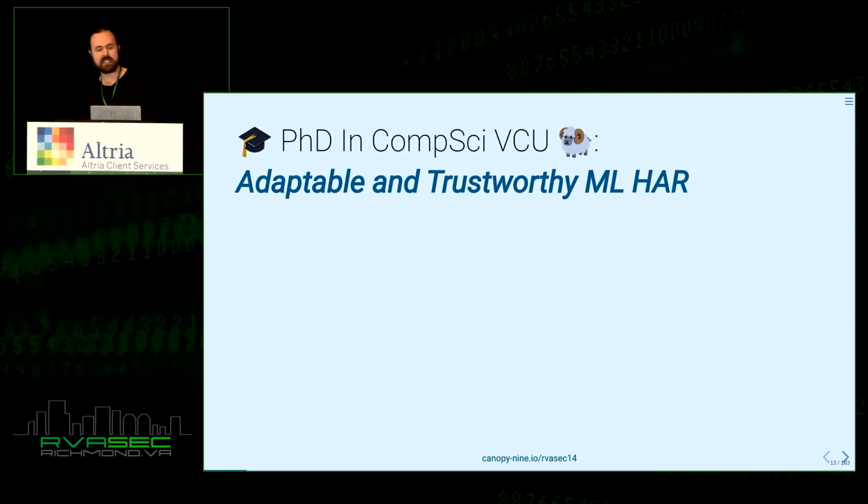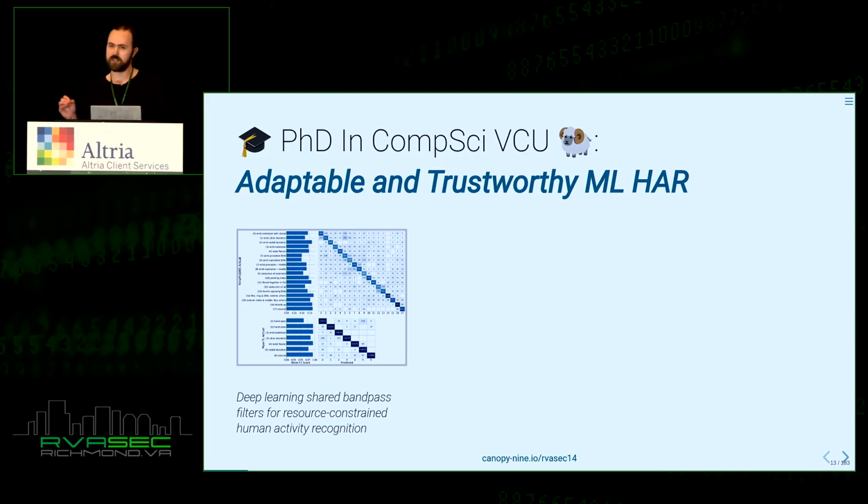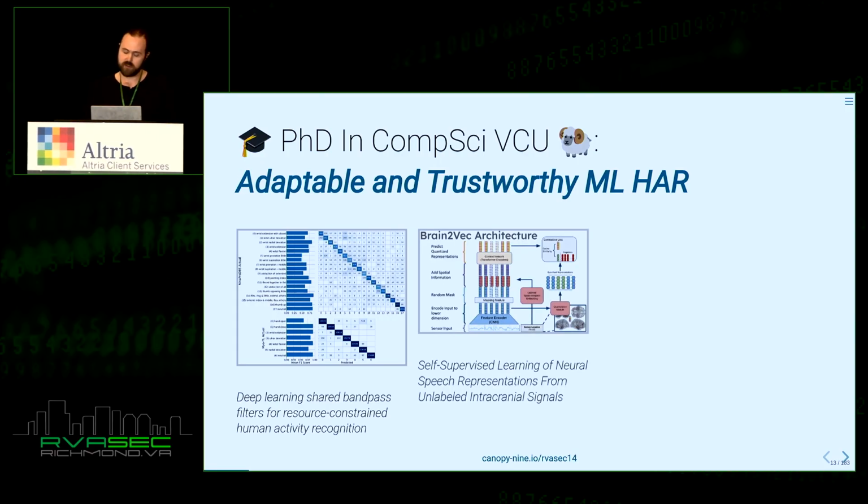Otherwise, I did complete my PhD in computer science at VCU with a focus on adaptable and trustworthy machine learning for human activity recognition. If you're like me and you hear human activity recognition, your hair stands up a little bit, makes you a little nervous. Who's building those models? Where are they running? Are you getting that data? What are you doing with that data? So I thought a lot about parsimonious models, models that can be made more simple, can be interpretable while still getting better or equal performance to the larger models that are being naively thrown at these problems.